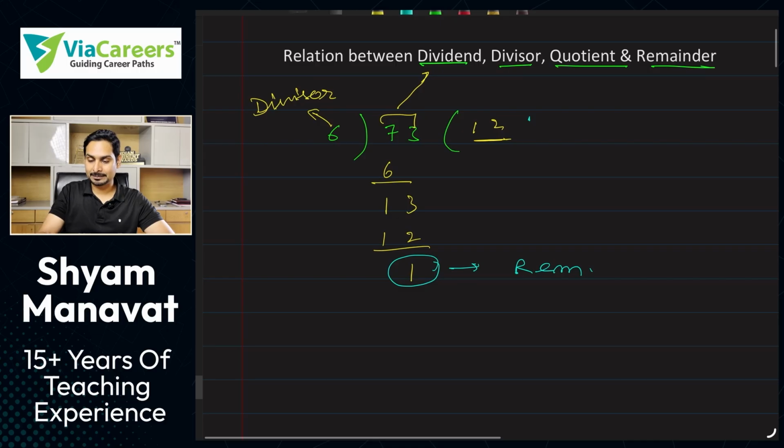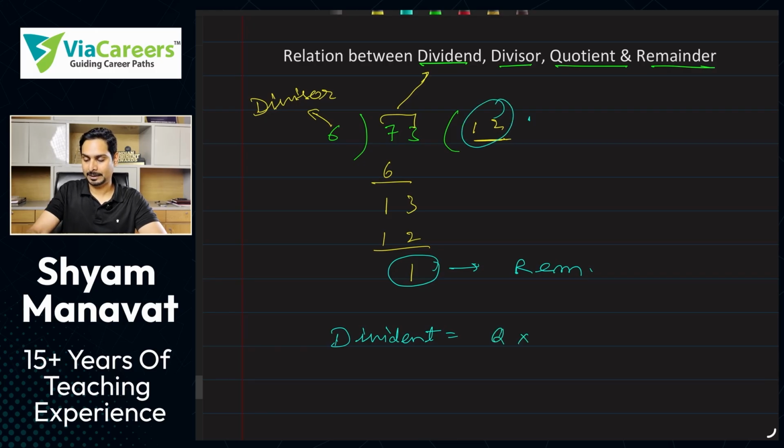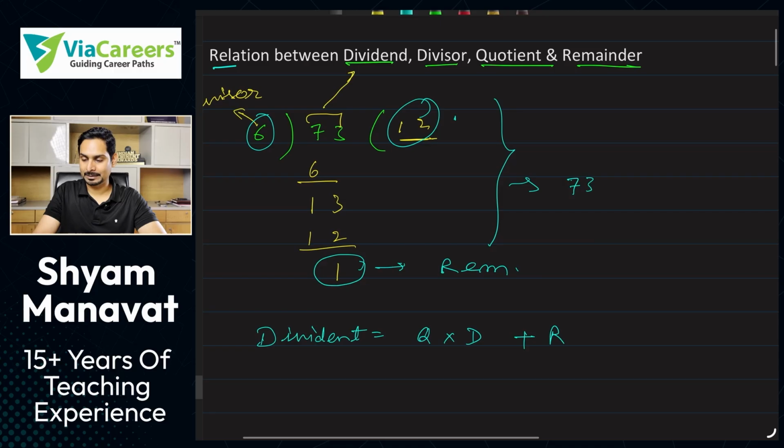Now what is the relationship between dividend, divisor, quotient and remainder? I'm sure you all are aware. The dividend is equal to quotient into divisor plus remainder. This is a general relation. Here you can see that 73 can be written as 6 into 12 plus 1, right?